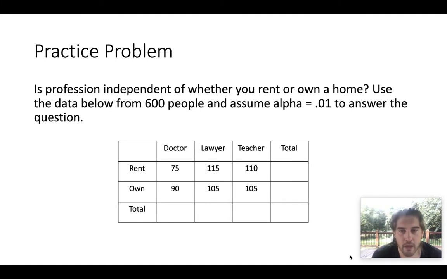So the question before us is: is profession independent of whether you rent or own a home? We're asking, does your profession, whether you're a doctor, a lawyer, or a teacher, have any impact on your status in this other variable, whether you rent or own a home? So are these two variables, profession and home ownership, independent of each other or not? That's what this test of independence is asking. Use the data below from 600 people and assume alpha equals 0.01 to answer the question.